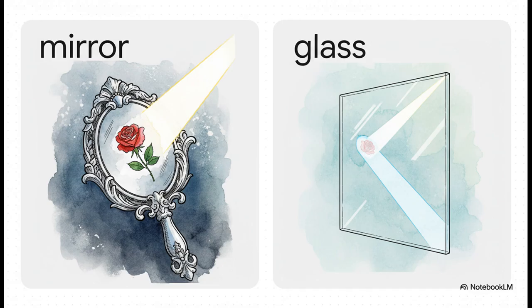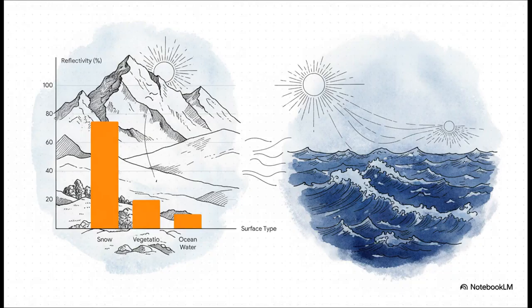So different materials play by different rules. A mirror goes all in on reflection. Glass does both. This reflectivity can be wildly different. Think about it. Bright snow versus a dark ocean.